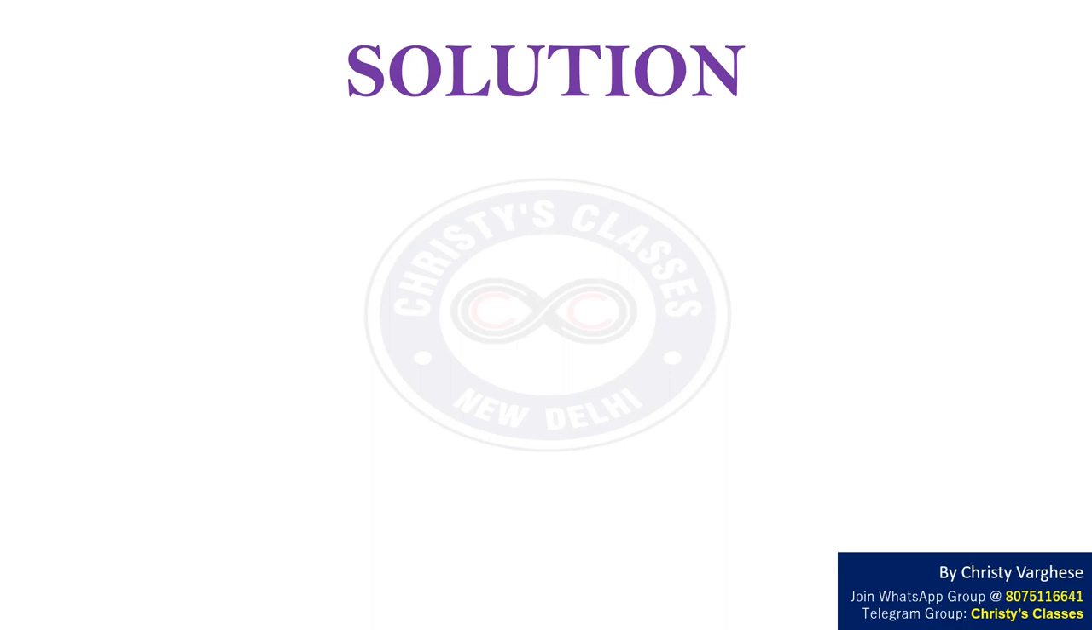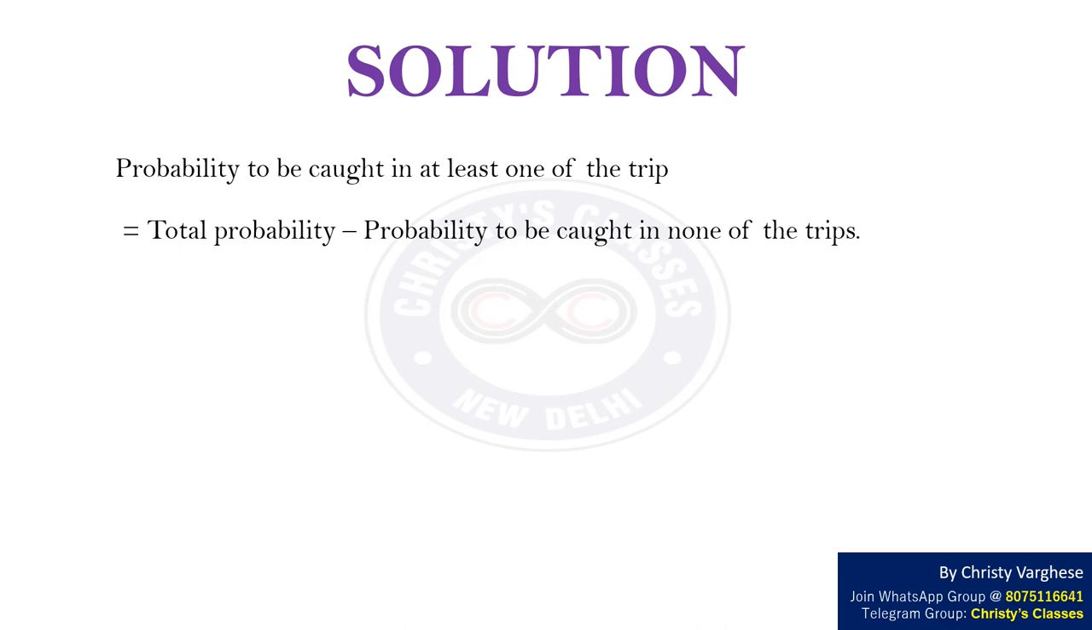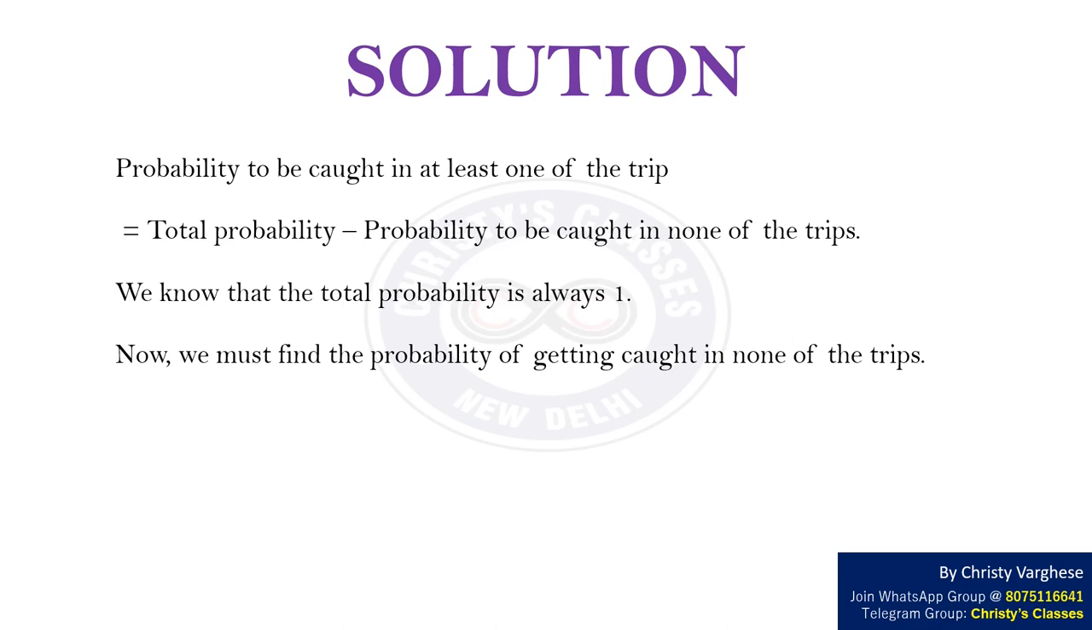Solution. Probability to be caught in at least one of the trips equals total probability minus probability to be caught in none of the trips. We know that total probability is always 1. Now, we must find the probability of getting caught in none of the trips.